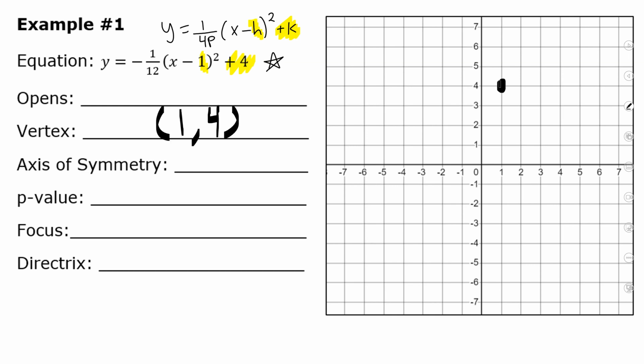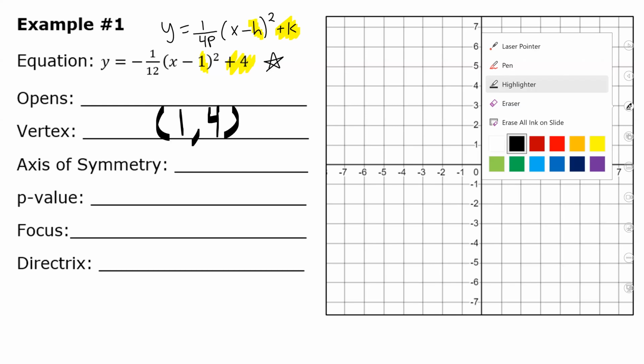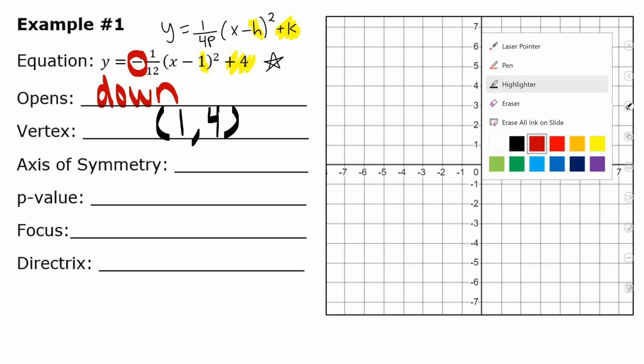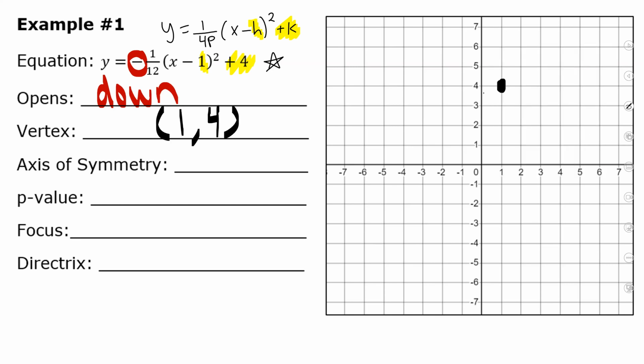Now, according to the equation they gave me, will I open up or down? Down. Yes, down, because there's a negative right here. So this is going to open down. So when I do my graph, I know that it's going to face down. It'll look something like that.